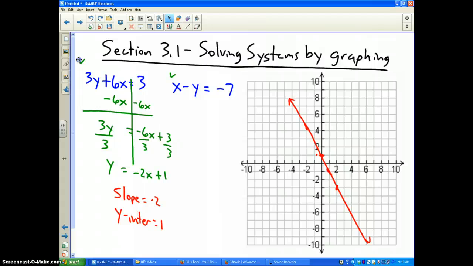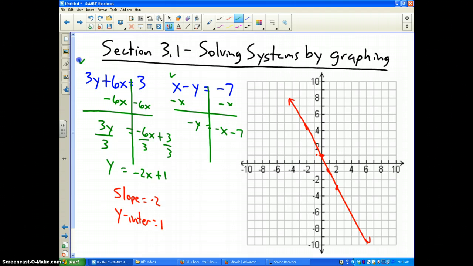Okay, now I'm going to do the second one in green. Solve this one. So we're going to minus x from both sides, and I get negative y equals negative x minus 7. And then I divide by that negative sign, which basically changes the signs in the whole problem, and I get y equals x plus 7. So this particular equation is going to have a slope equal to 1 and a y-intercept equal to 7. I'm going to put that in green. I'm going to go up to 7 and put a dot. And my slope goes up 1 and over 1. It's a positive slope.